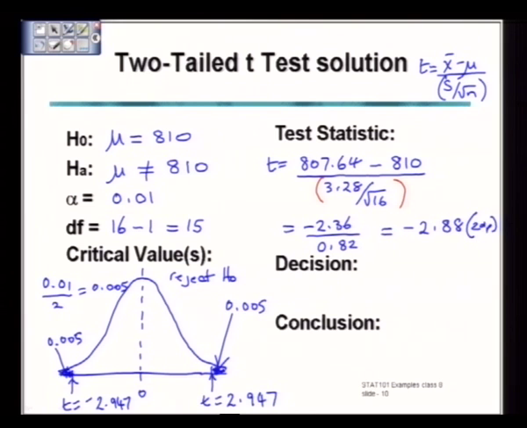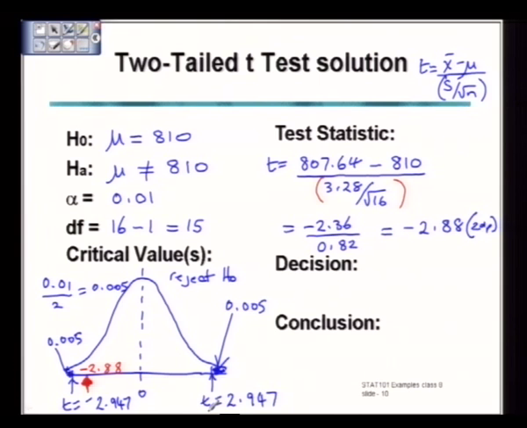And of course, what we need to look at here is where does that value lie in our critical region? It's going to be over here on the left-hand side. No, it isn't. It's going to be on the right-hand side of minus 2.947. It's over here because it's closer to 0 than minus 2.947. So minus 2.88 is about there where I've put that red arrow.